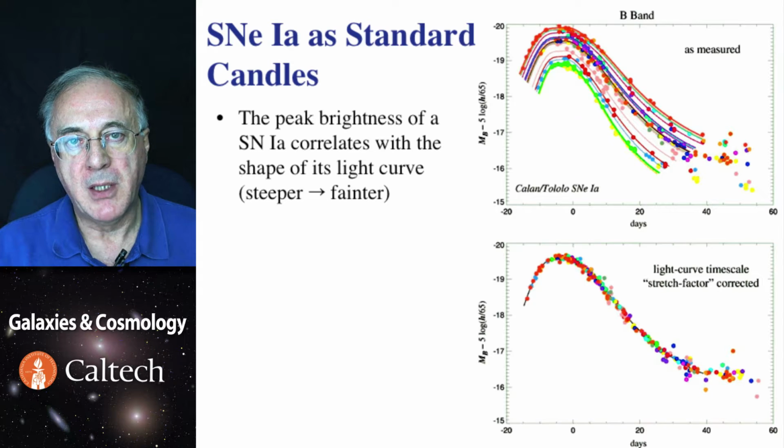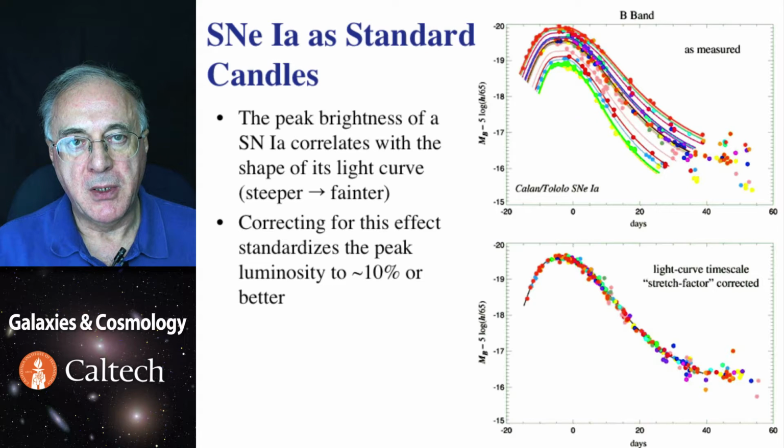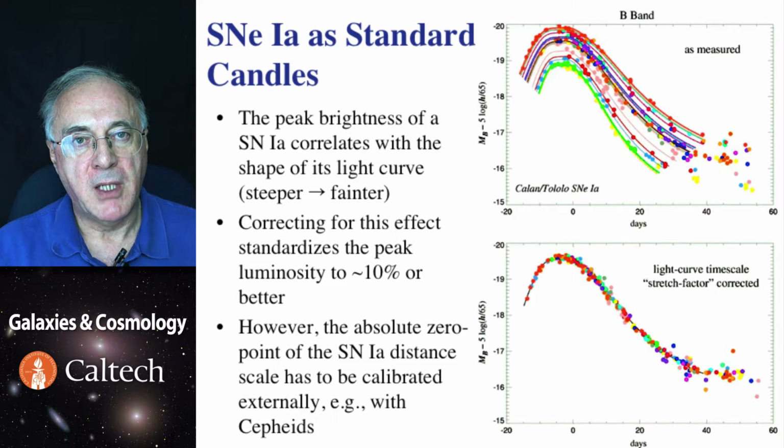Here we show on the top a set of actual light curves of some type 1a supernovae, and the second panel shows what happens when we normalize them and correct them with the stretch factor. Suddenly, they all seem to fit this one universal shape. It turns out that by doing this, we can standardize the peak luminosity of a type 1a supernova to 10% or even slightly better, which is plenty good enough for cosmological purposes. Note again that we have to calibrate this standard luminosity using distances to galaxies that are measured in some other way, say with Cepheids.